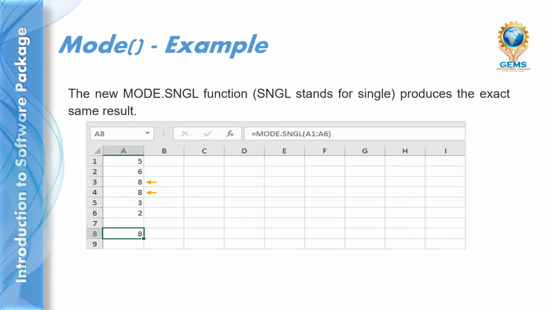And you can see there is a newer MODE.SNGL function. That produces the exact same result. In this example, here is a range of values. Among this range of values, we have to find the mode. So MODE.SNGL and give the range of values. It finds the single mode. 8 is exactly the same result. So the output is 8.